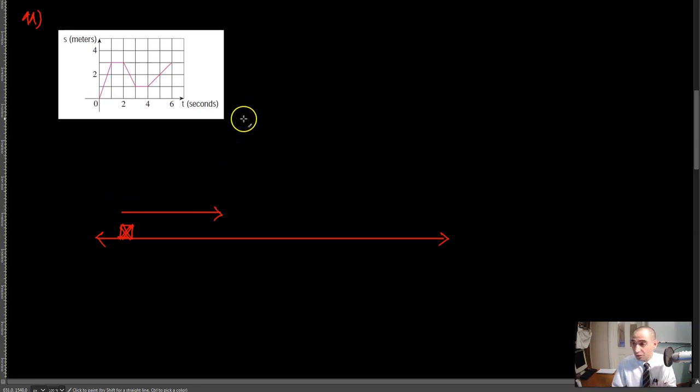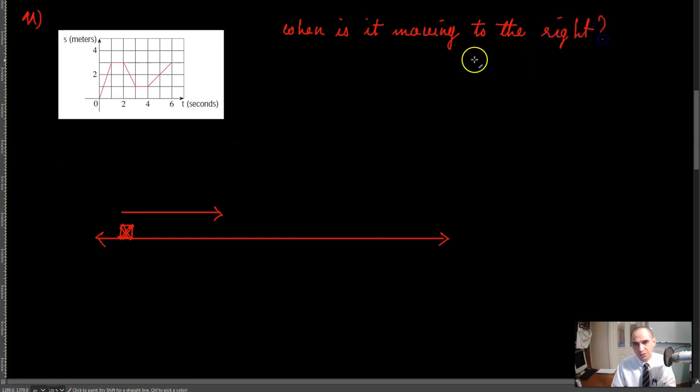Now we want to know, when is the particle moving to the right, when is it moving to the left, and standing still, right?